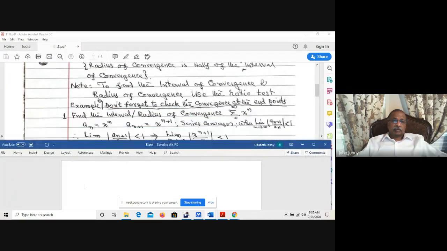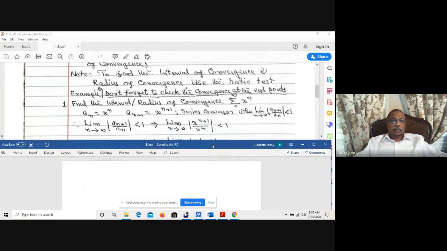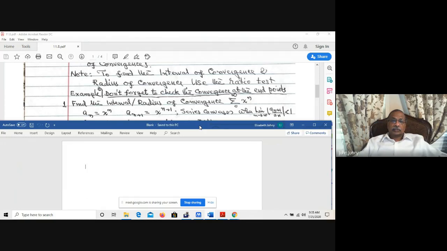So let us work out one problem. Find the interval and the radius of convergence of sigma n varies from 0 to infinity, a_n equal to x to the power of n. And we are going to apply the root test. I mean, not the root test, the ratio test. Yeah, it is written here.